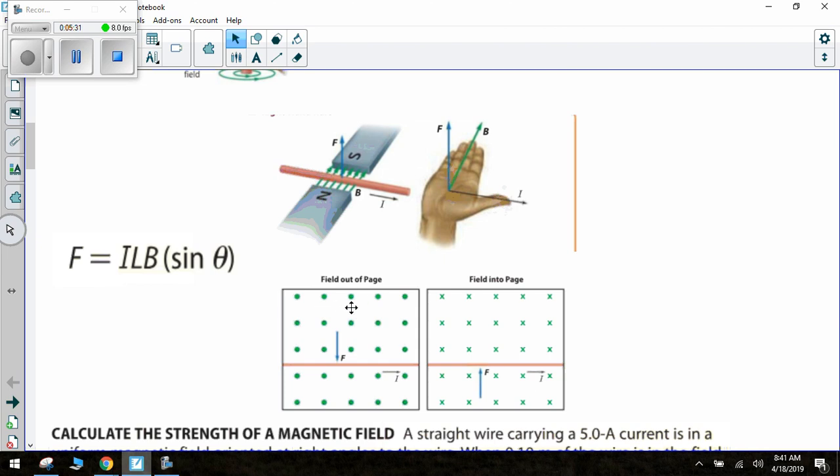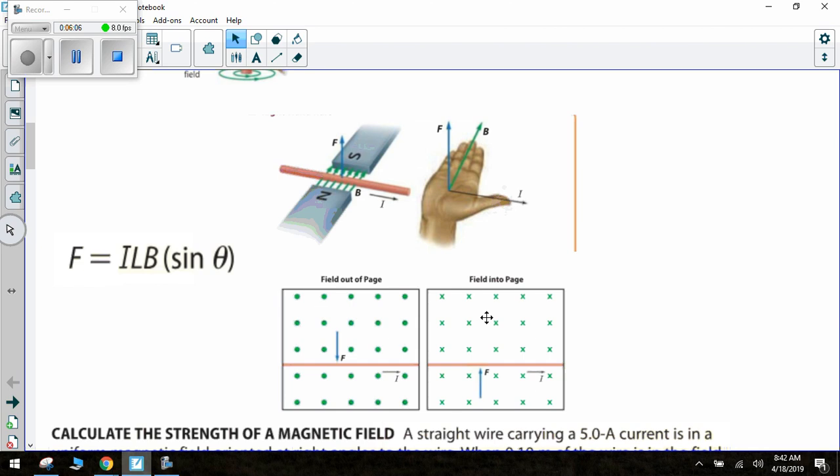So here we have a couple of examples that you can run through with me. So we're going to look at the field out of the page. Remember, the dots mean that it's coming towards you like the front of an arrow. The X's means that it's going into the page like if you're looking at the back of an arrow. Okay? So everyone practice with me right now. Take your right hand, put it in the direction of the current.